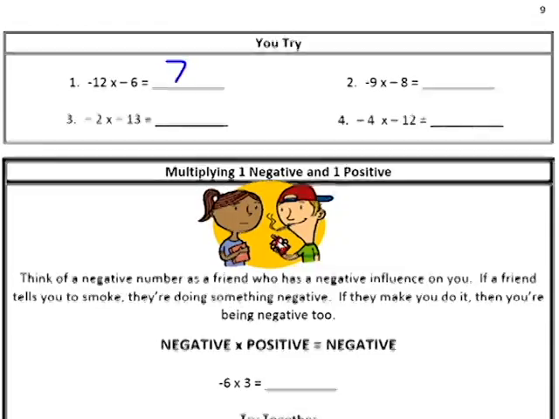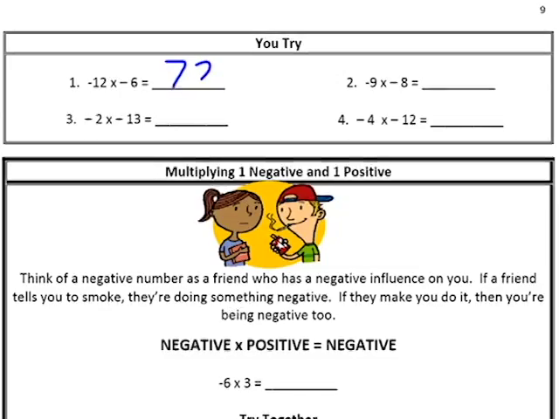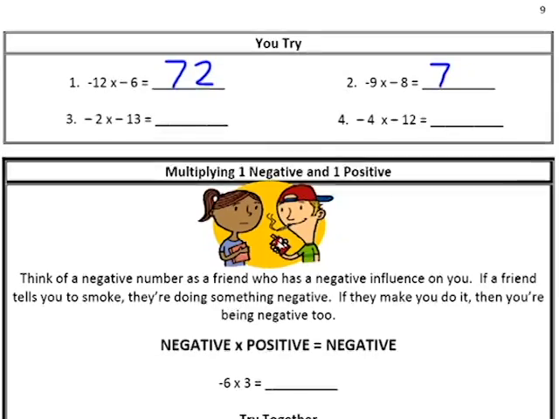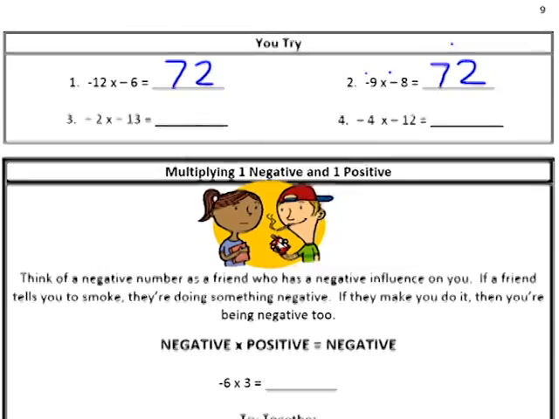Here we go. Negative times negative. My answer is positive. I know that. 12 times 6 from looking at my multiplication chart is 72. 9 times 8, so negative 9 times negative 8. I should get positive 72. Negative times negative is positive. The enemy of my enemy is my friend.